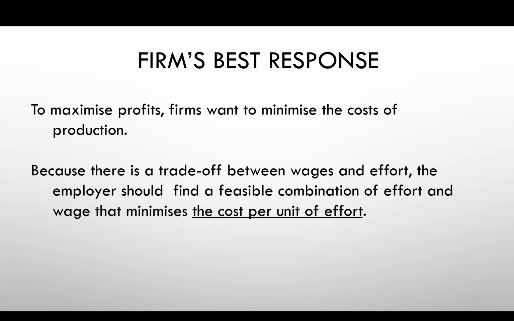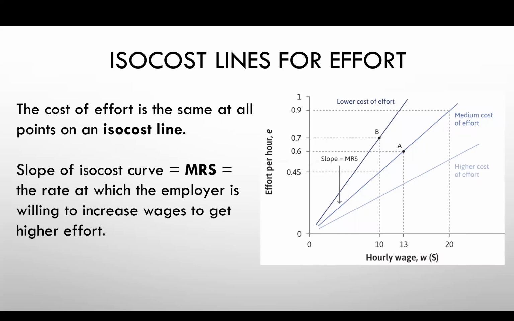So what is the firm's best response here? To maximize profits, firms want to minimize the cost of production. However, because there's a trade-off between wages and effort, the employer should find a feasible combination of effort and wage that minimizes the cost per unit of effort. So the cost of effort is the same at all points on an isocost line. So we can see that the slope of the isocost line is the marginal rate of substitution. So it's the rate at which the employer is willing to increase wages to get higher effort.